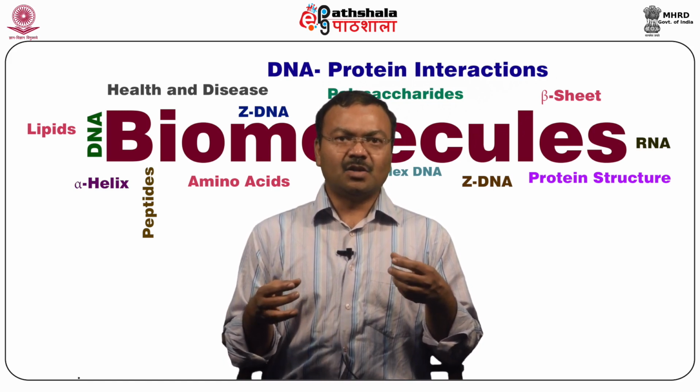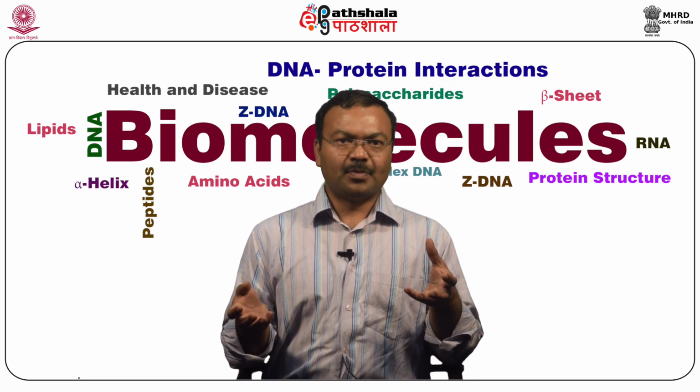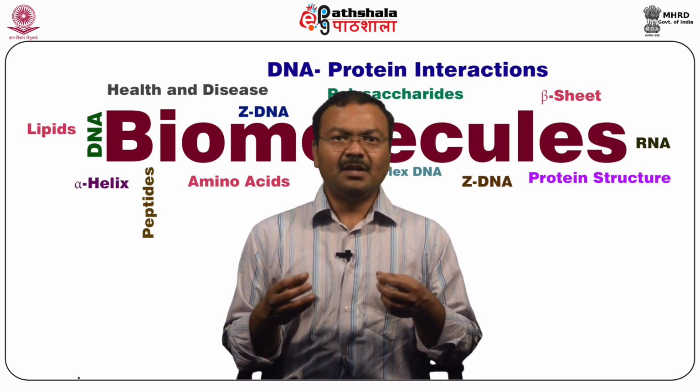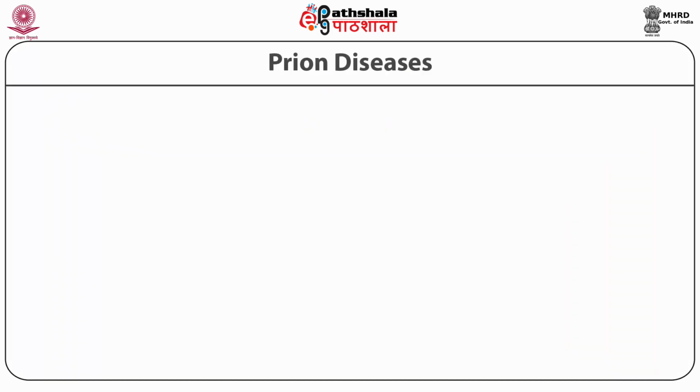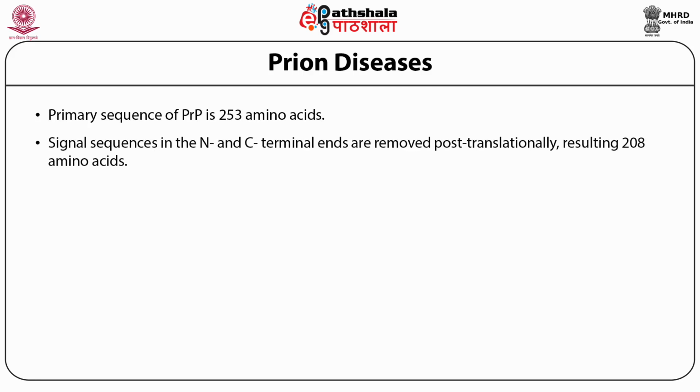PRP is highly conserved throughout the mammals. The precise function of PRP is still not very clear. The prion protein, which we generally symbolize as PRP, has a coding region of 253 amino acids, but the signal sequences at the N and C terminal ends are removed post-translationally, resulting in 208 amino acids. Several possible functions of the prion protein are described in the literature, but the exact function is not known.